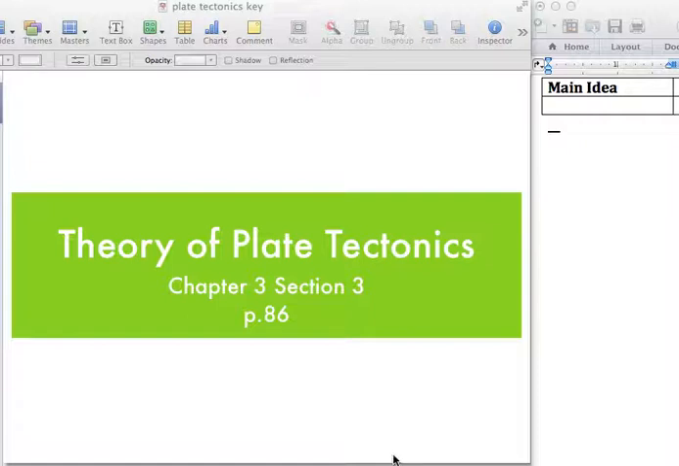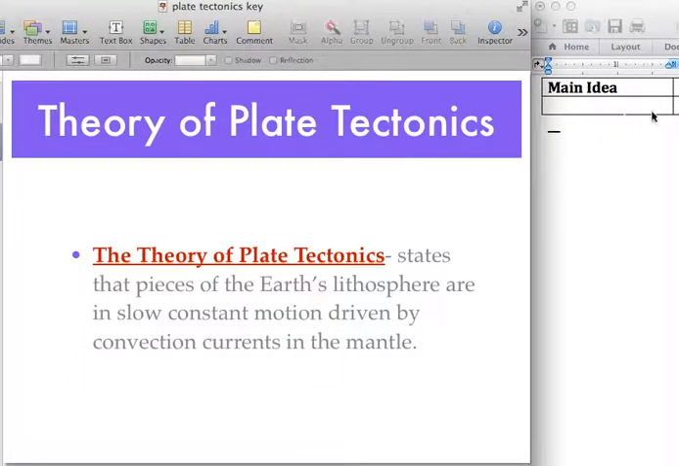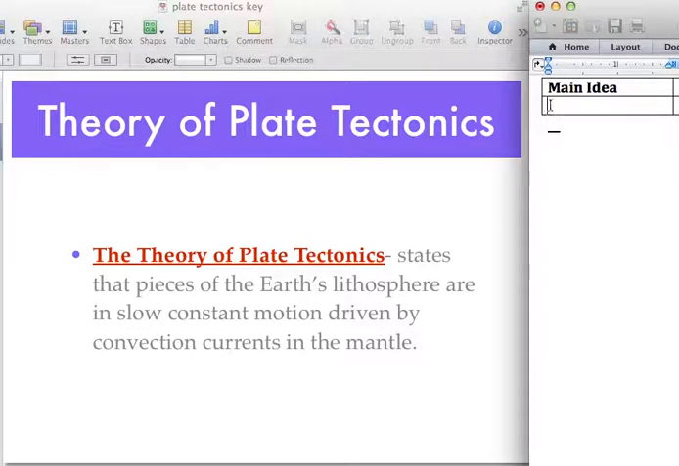Tectonics. So this is going to tie together our two earlier ideas of continental drift and seafloor spreading into one geologic theory. So let's get started. First off, our theory of plate tectonics states that the Earth's lithosphere is broken up into different pieces called plates, and that these plates are in slow, constant motion driven by convection currents in the mantle.